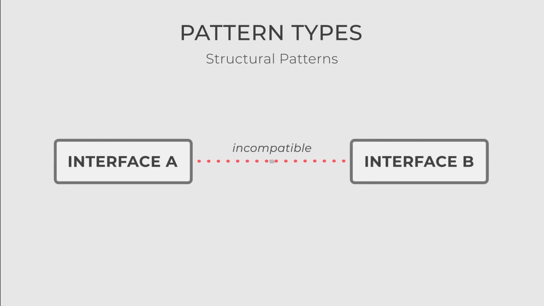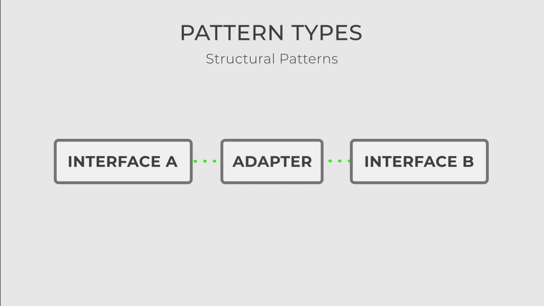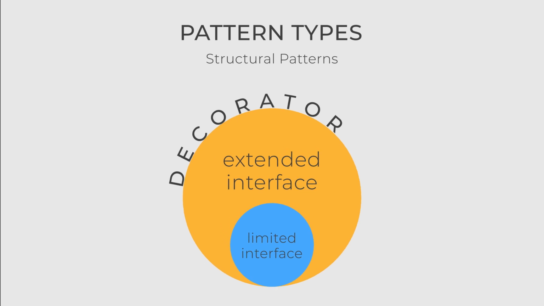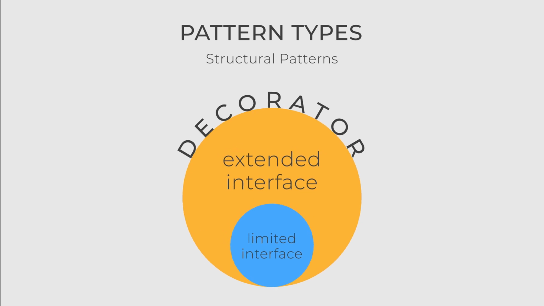Structural patterns deal with the composition of classes or objects. Examples include an adapter pattern, which allows incompatible interfaces to work together, and a decorator pattern, which lets you add new functionalities to things by wrapping them.